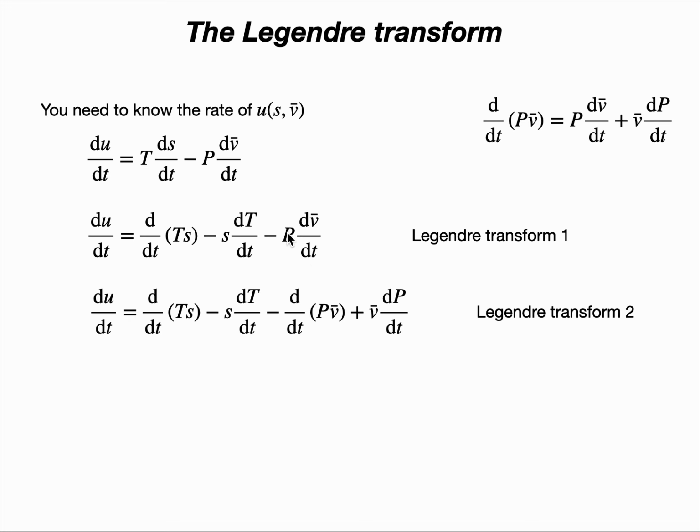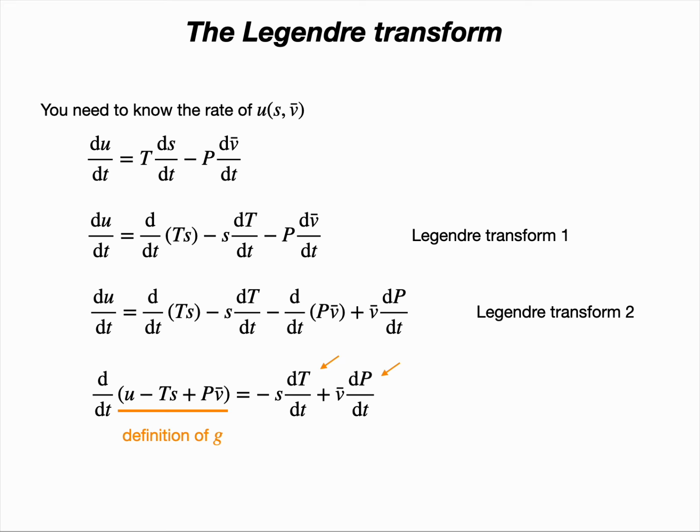Here it comes with a minus sign, so we end up with minus d/dt of PV plus V dP/dt. This is the second application of the Legendre transform. By doing this, we've introduced the pressure rate and the temperature rate. So now we need to work out the expression.